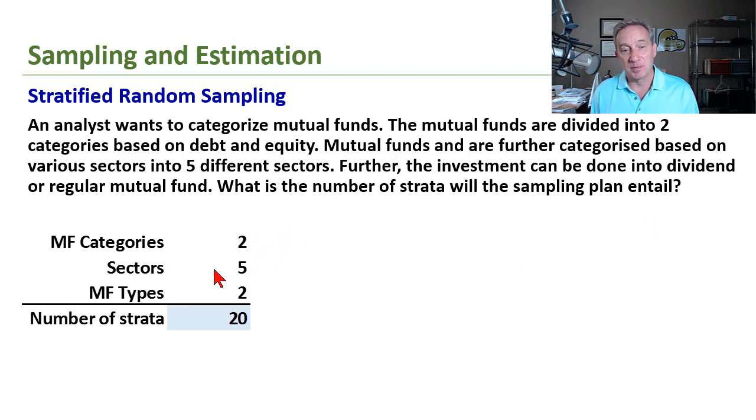That's debt and equity multiplied by the five sectors, multiplied by this final classification of dividend and a regular mutual fund. 2 multiplied by 5 times 2 gives us 20 strata, such that we're going to enforce that our random sample at least includes some representation for every permutation among these three dimensions. So the point there is this is a multiplier.